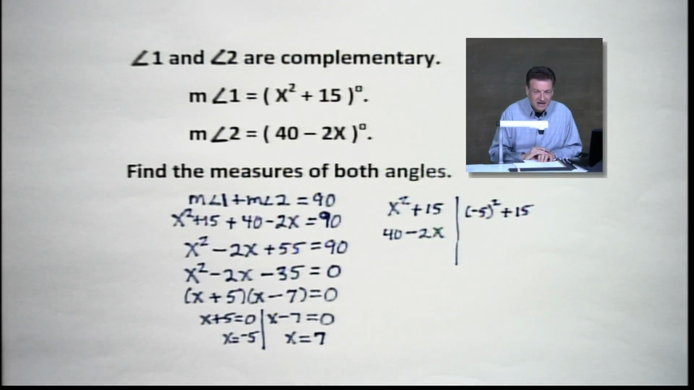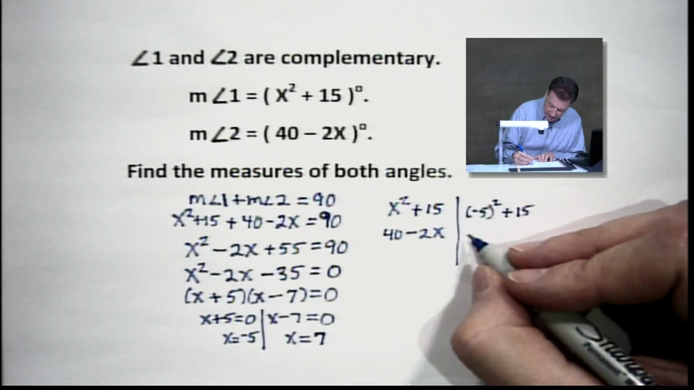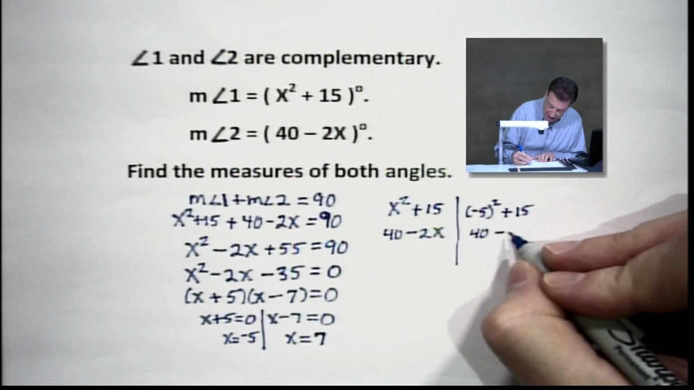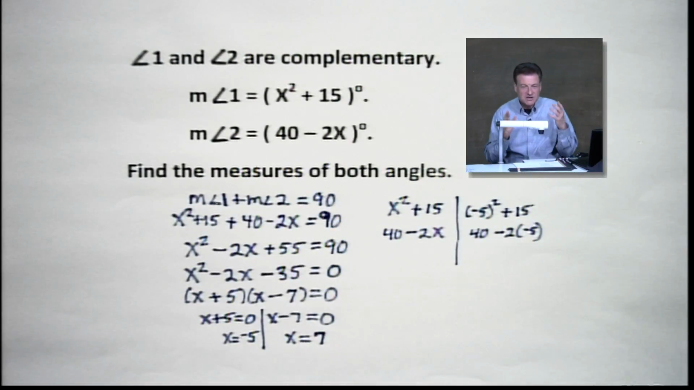You know what I've got here? I have a great answer of 40. That's good news, all right? Let's take a look at this little guy. We're going to have 40 and we're going to subtract 2 times that negative 5. Now remember, negative times negative actually gives us a positive.